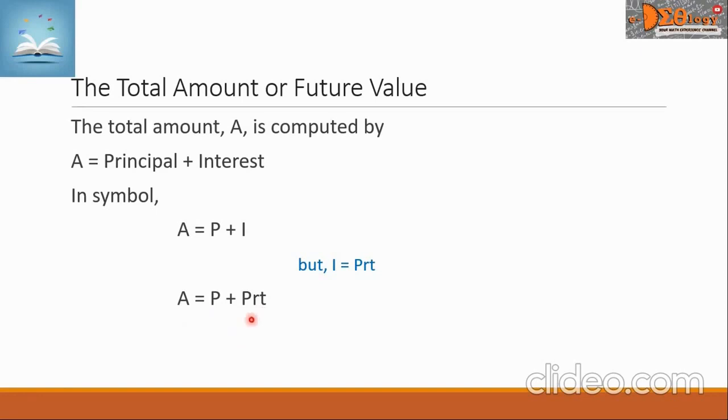So we have now two terms here, and there is a common term, and that is P. We can factorize that P. So we will have P now factored out. And for this term P, what remains is 1, and then plus, removing the P on this term, we will have RT. And this is now our working formula. So we have capital A equals capital P times the quantity 1 plus the product RT.